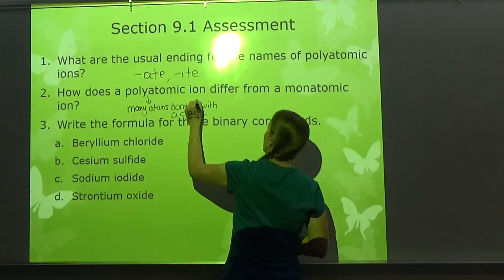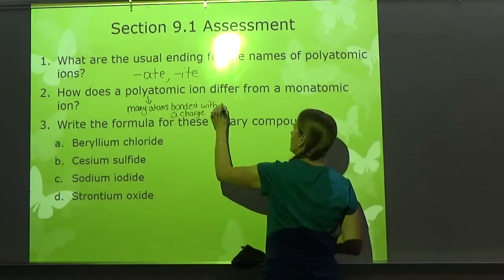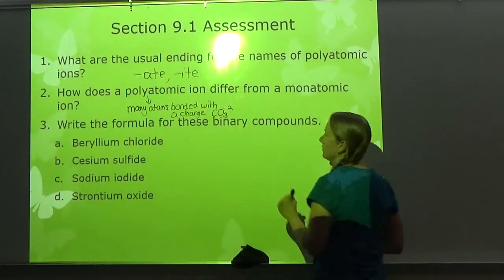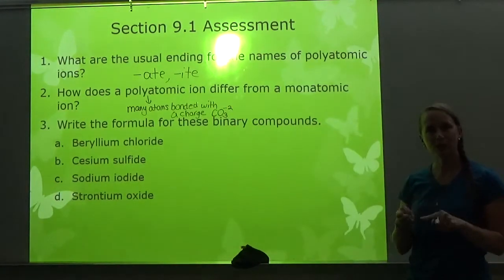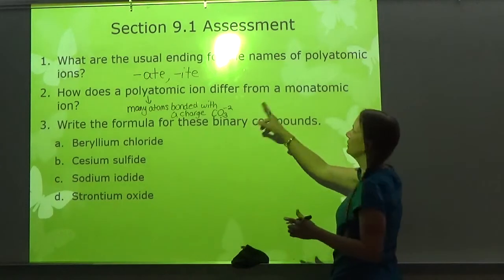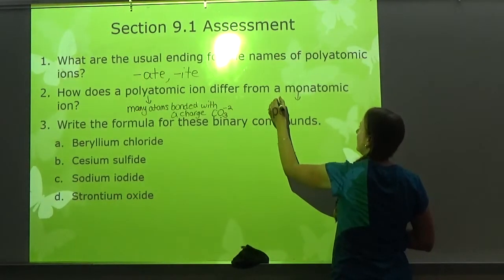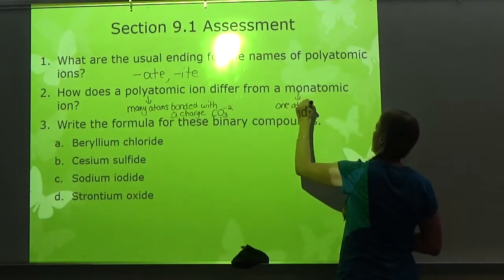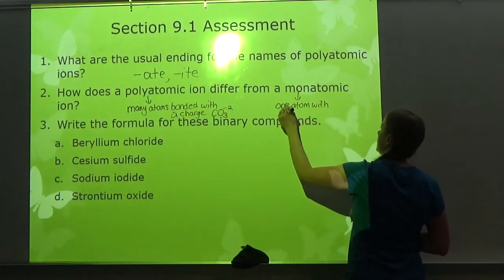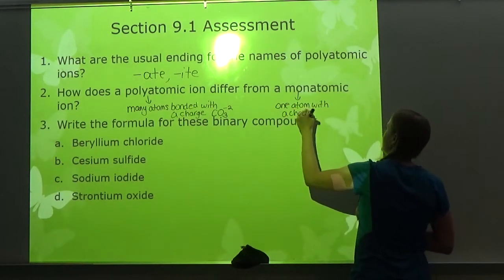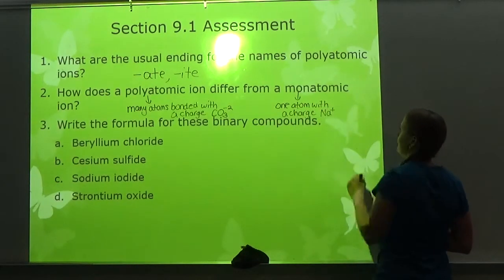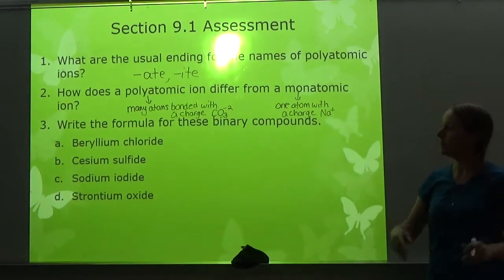So it's many atoms bonded with a charge. For example, CO3 with a -2. So you have C and 3 O's bonded with a charge of -2. A monatomic ion is one atom with a charge. For example, Na positive, that's an example of monatomic.